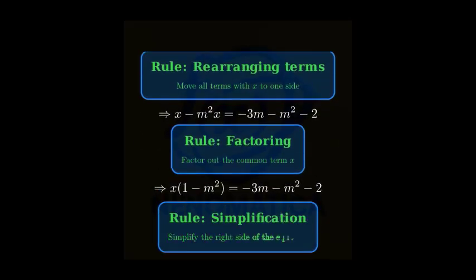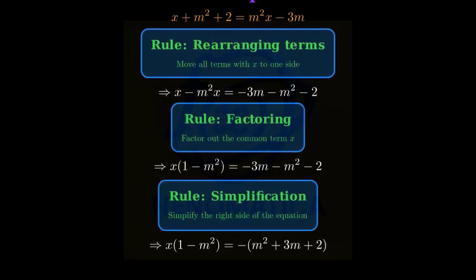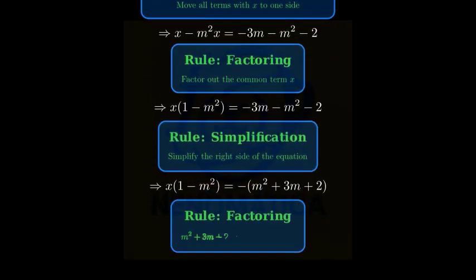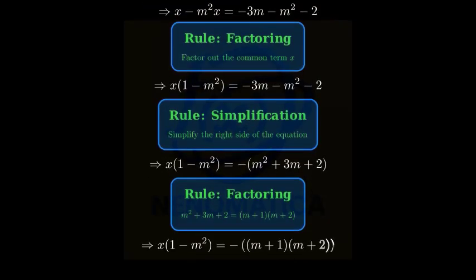Now for our third step, we'll simplify the right side of our equation. We get x times the quantity 1 minus m squared equals negative m squared minus 3m minus 2. For our fourth step, let's simplify further by factoring the right side of the equation. We can factor m squared plus 3m plus 2 as the product of m plus 1 and m plus 2. So our equation becomes x times the quantity 1 minus m squared equals negative the product of m plus 1 and m plus 2.